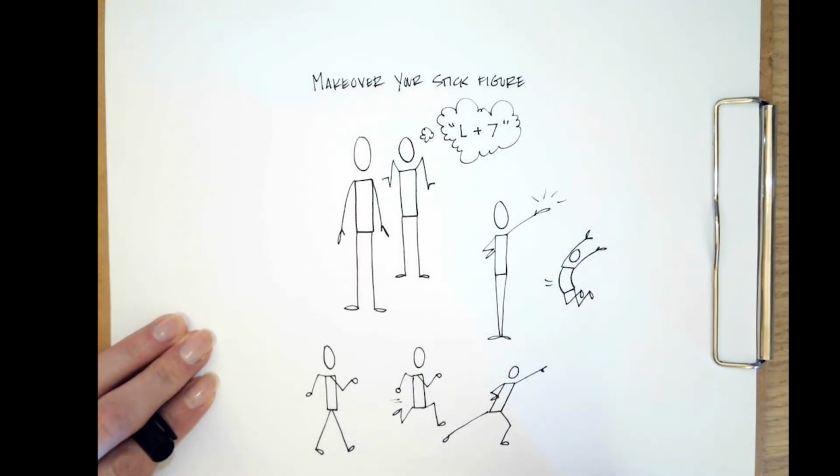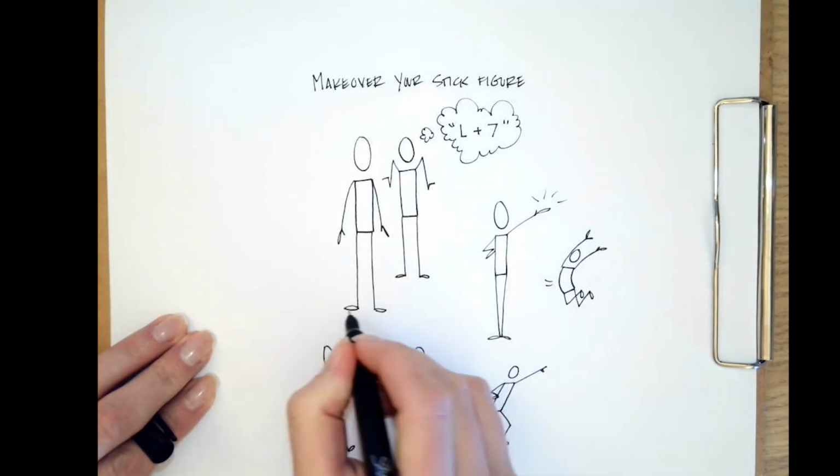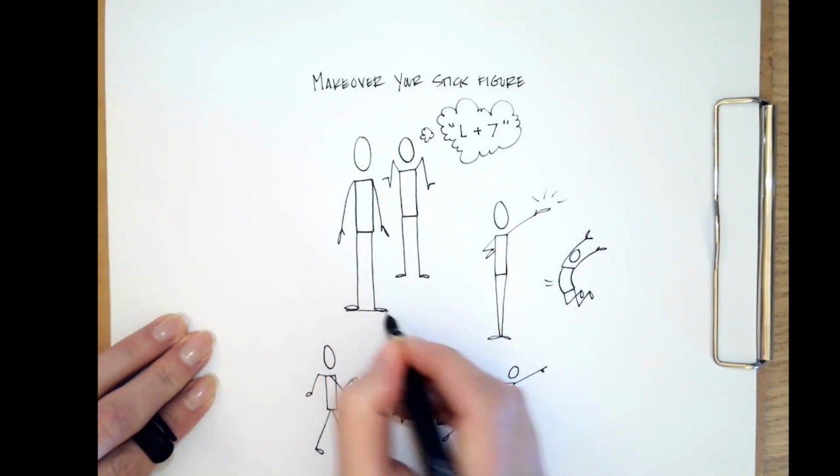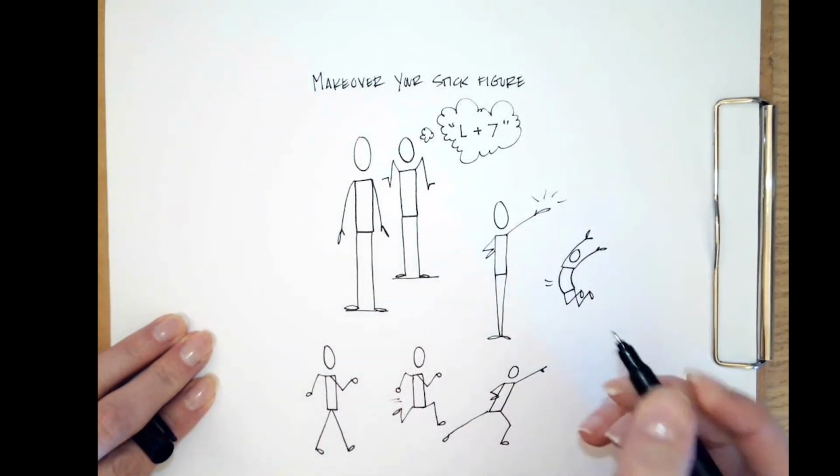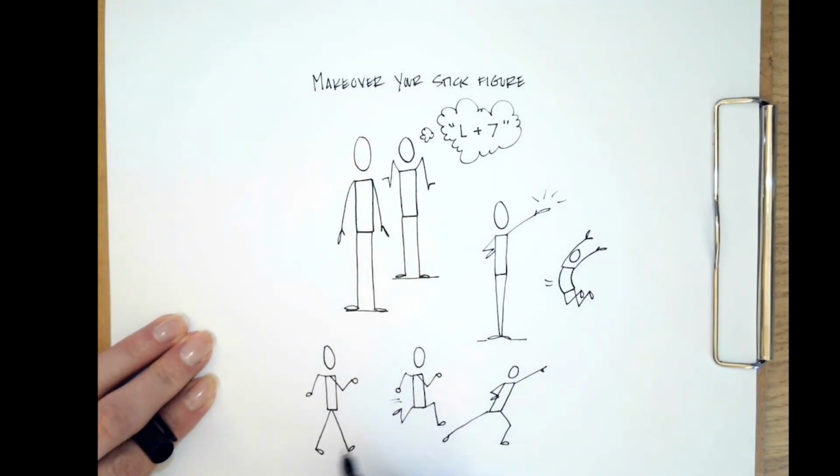The last thing is to always add ground. Otherwise your people are just floating. So I might do a ground line here, ground line here. That's pretty clear where that is. Now he's not walking on air.